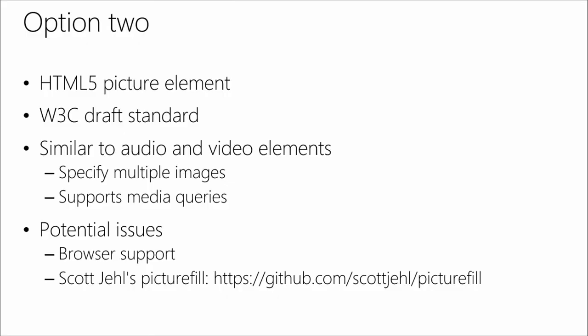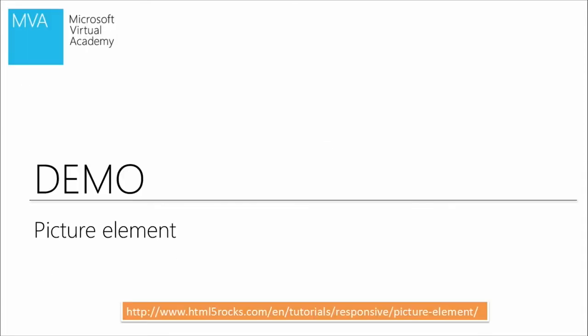However, Scott actually put together, and forgive me for mispronouncing his last name, a fantastic little bit of JavaScript that will simulate the picture element using the same syntax as the draft standard. That way, as more and more browsers support it, the HTML that you're using today will still work in the future. And on the slide here, I actually have the URL to the GitHub where you can go download it. So let's go take a look at this.